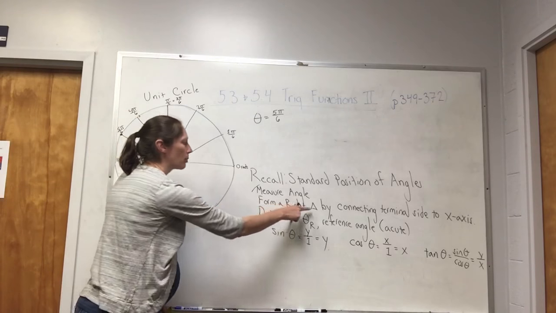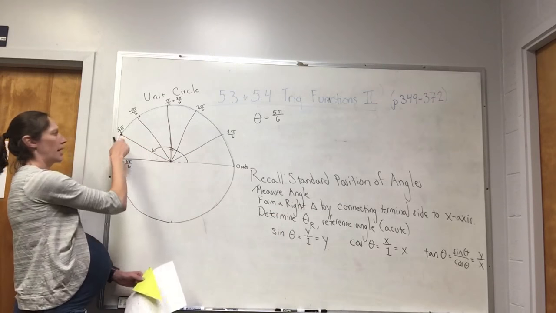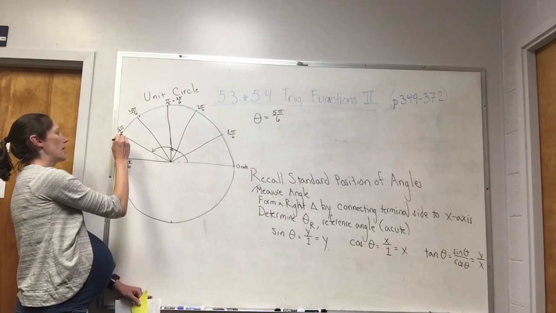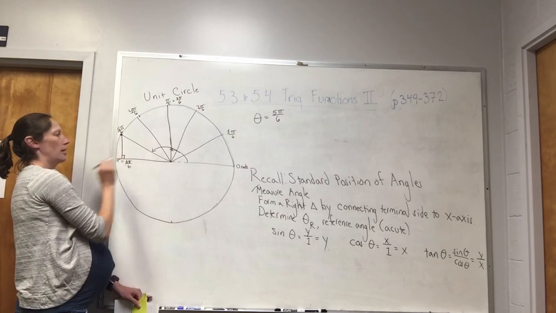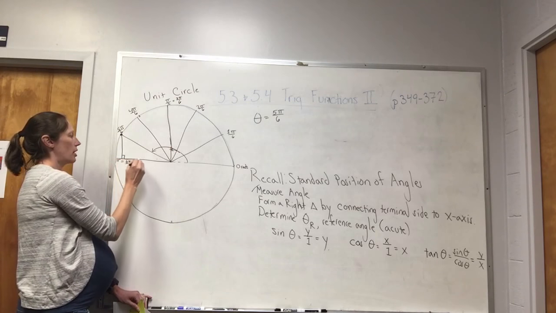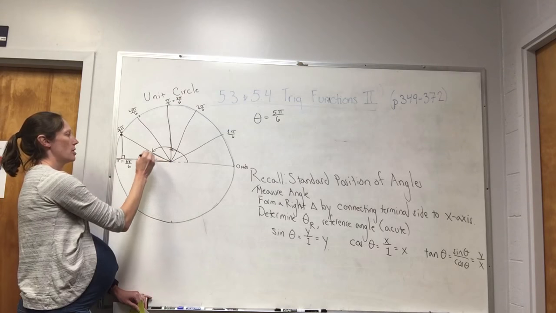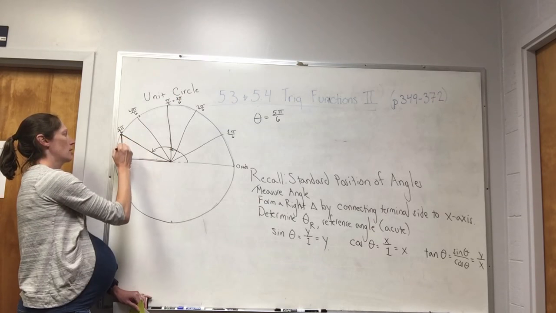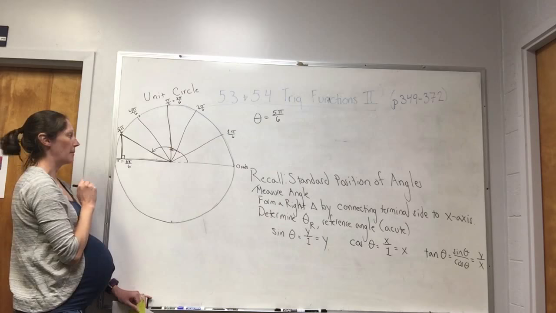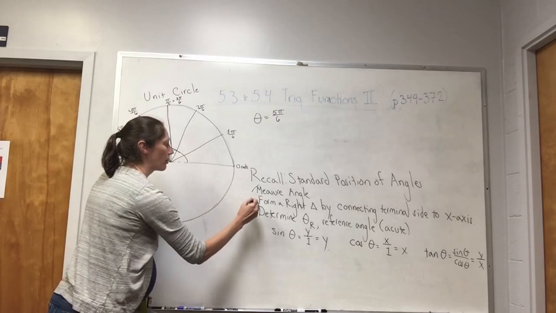I'm going to form a right triangle by connecting the terminal side, that's where the arrow ends, down to the x-axis. Okay, so I'm going to outline this right triangle to the origin, the hypotenuse, and this vertical height right there, okay? So, form the right triangle.